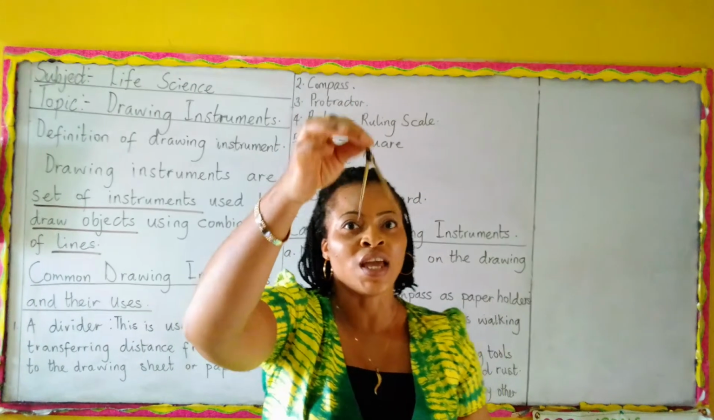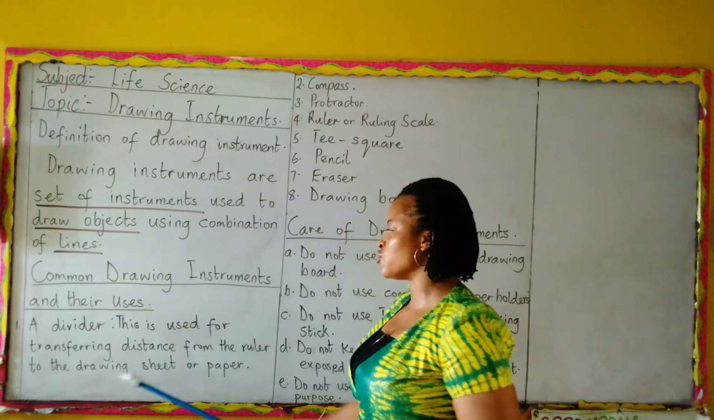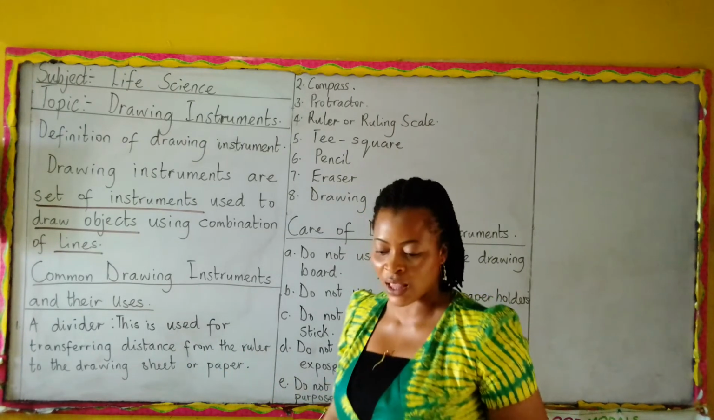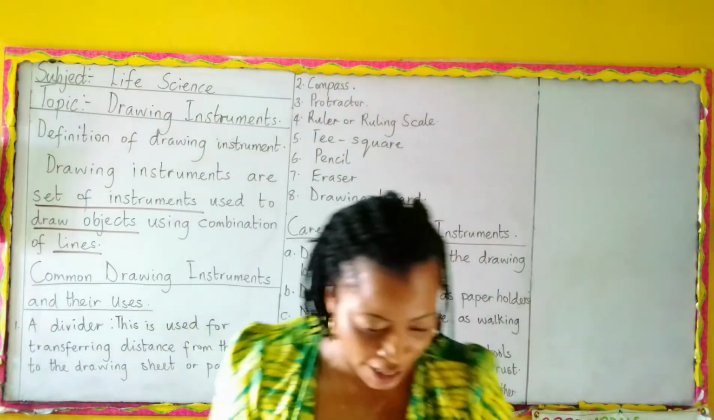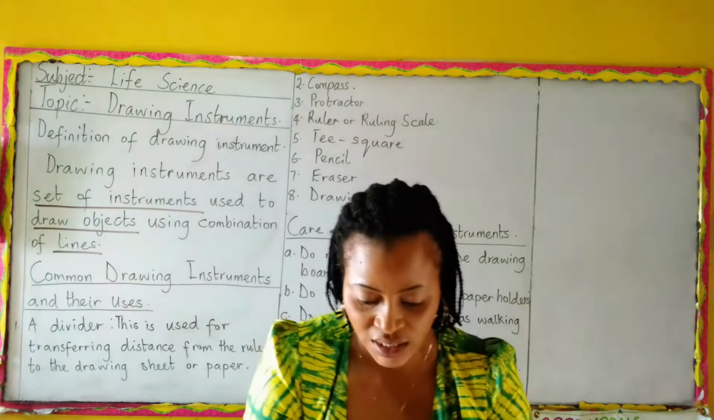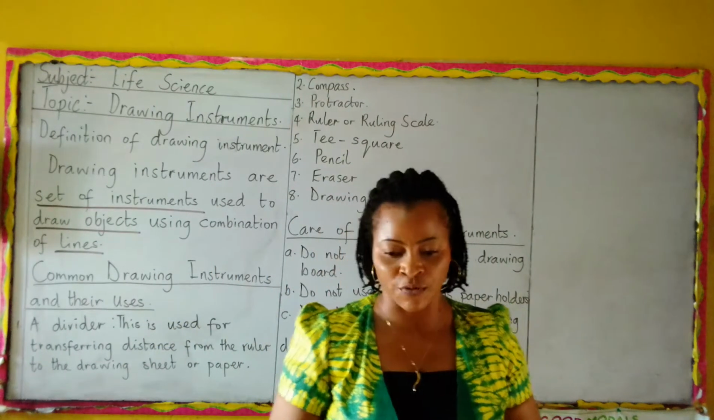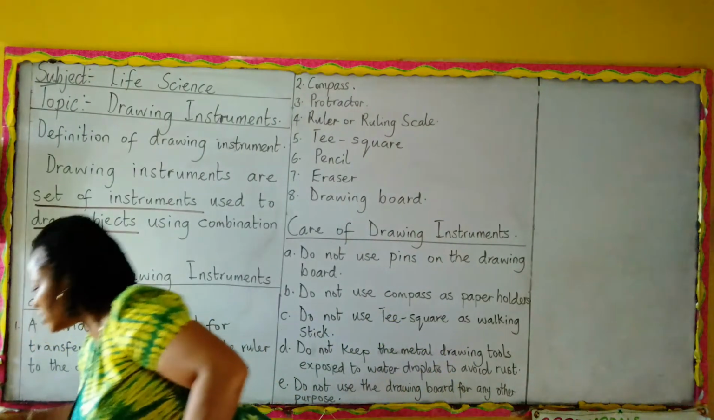It is a drawing instrument. And now, what do we use it for? A pair of divider is used for transferring distance from the ruler to the drawing sheet or paper. Now, let me demonstrate it to you. Now, if I want to draw something like this, this is a ruling scale, isn't it? Good. I couldn't find a small ruler for you. Let me get a ruling scale. This is a ruling scale.